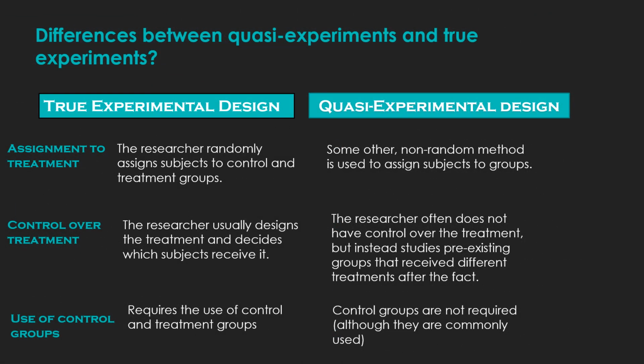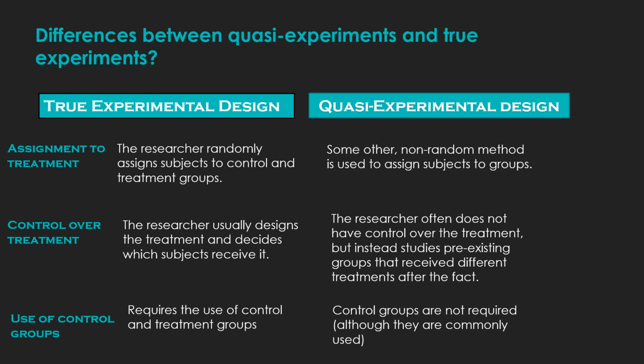Differences between quasi-experiments and true experiments. There are several common differences between true and quasi-experiment designs. In a true experiment, participants are randomly assigned to either the treatment or the control group, whereas they are not assigned randomly in a quasi-experiment. Control over treatment: in the true experimental design, the researcher usually designs the treatment and decides which subjects receive it. In a quasi-experiment, the researcher often does not have control over the treatment, but instead studies pre-existing groups that received different treatments after the fact.